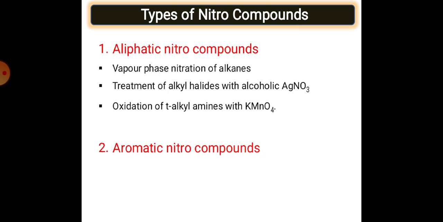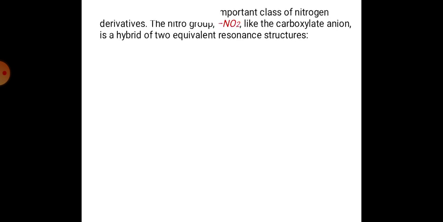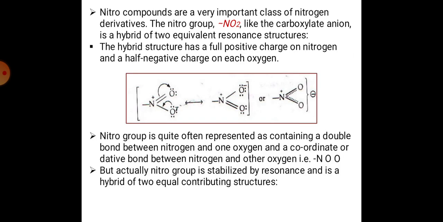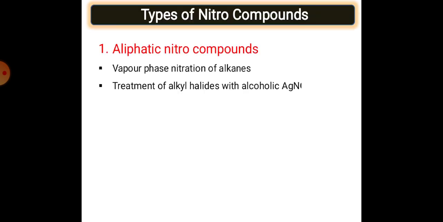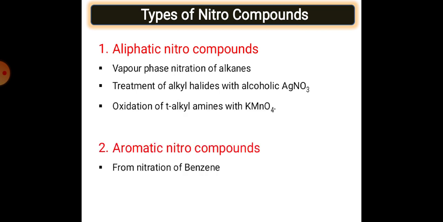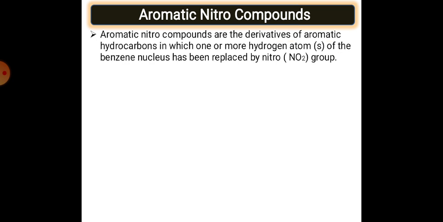So the nitro group must be directly linked with the aromatic ring or benzene ring. This is a nitro compound. Now we will see the synthesis, particularly how these nitro compounds can be synthesized. But first of all, a general introduction for aromatic nitro compounds.